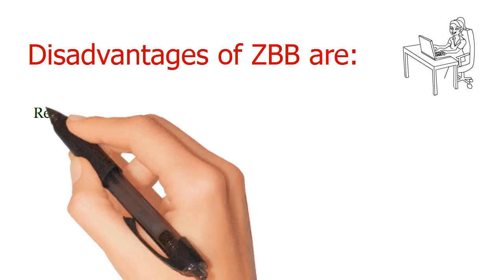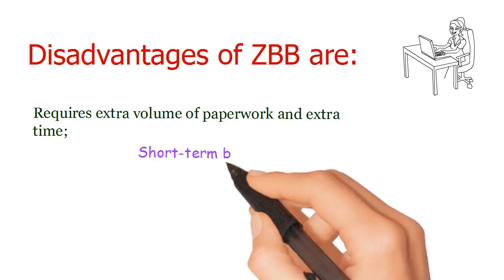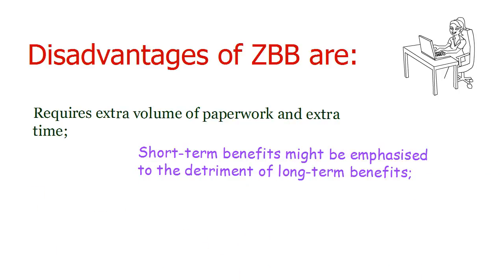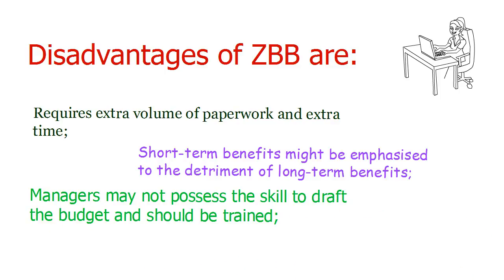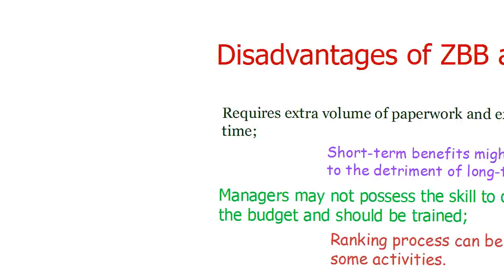Disadvantages of ZBB are: requires extra volume of paperwork and extra time. Short-term benefits might be emphasized to the detriment of long-term benefits. Managers may not possess the skill to draft the budget and should be trained. Ranking process can be very difficult for some activities.